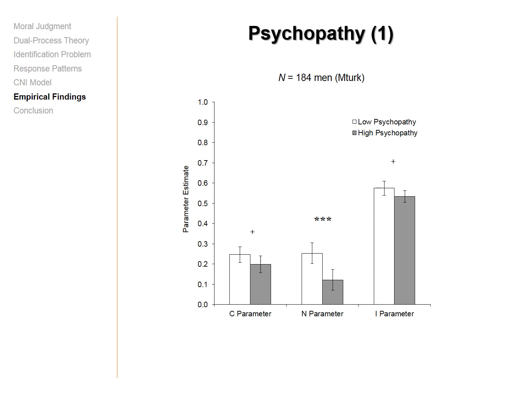There was also a marginal difference on the C parameter, showing that participants high in psychopathy were less sensitive to consequences than participants low in psychopathy. And finally, there was a marginal difference on the I parameter, showing that participants high in psychopathy were less action averse than participants low in psychopathy.